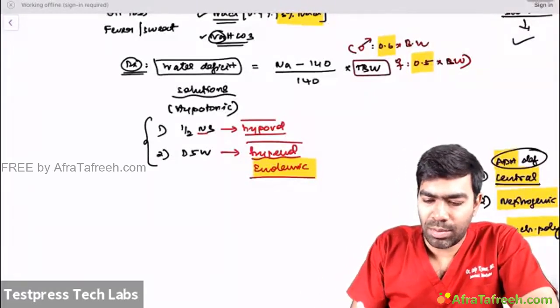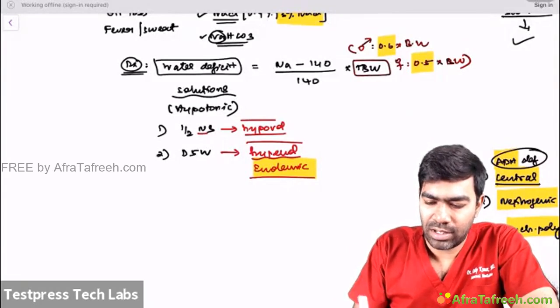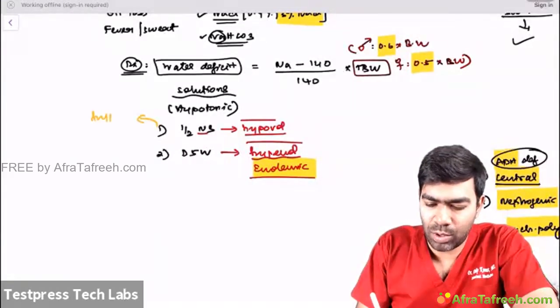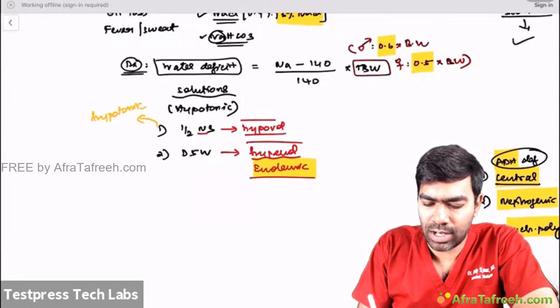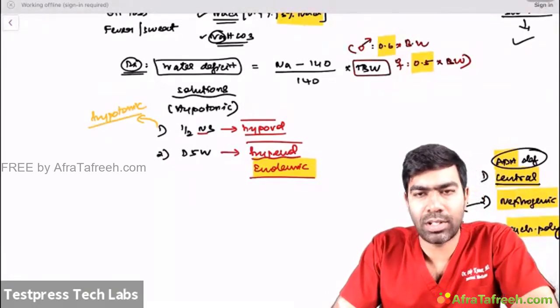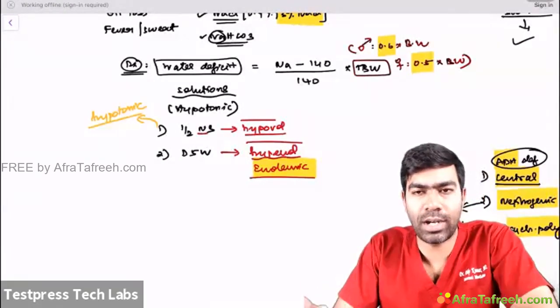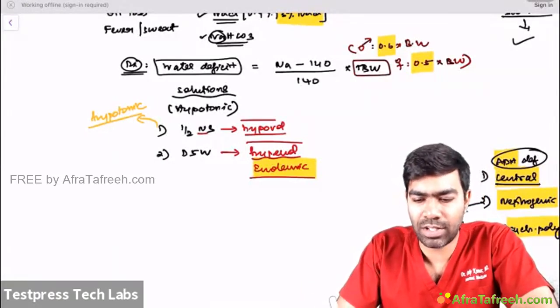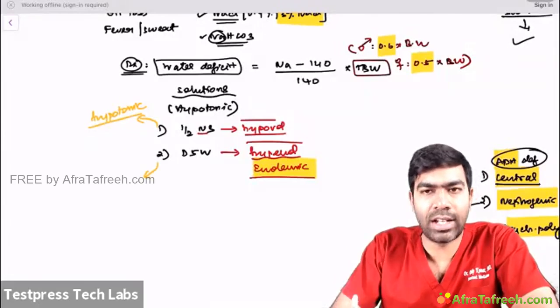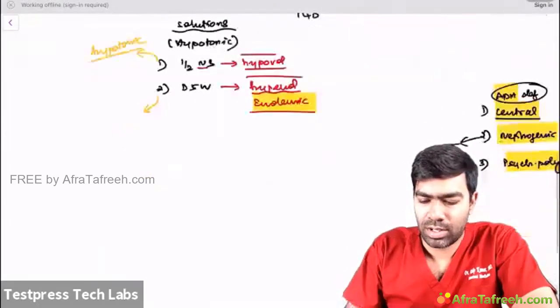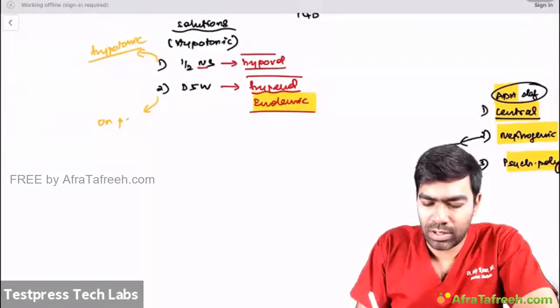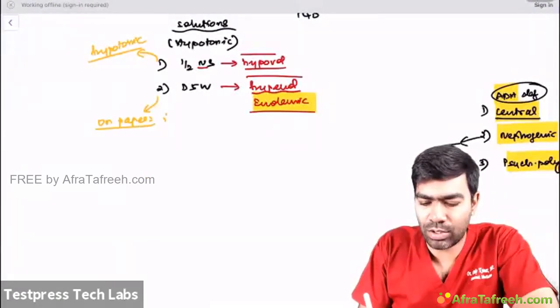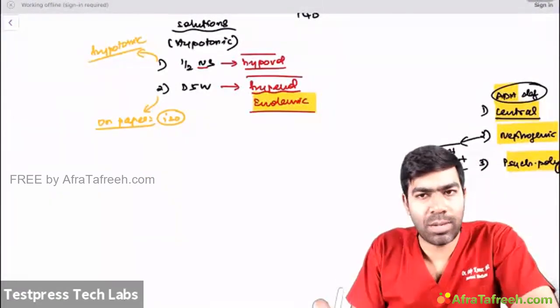Remember, half NS on paper itself is hypotonic. Everyone knows that. Half NS is basically a hypotonic solution. The normal NS, that is 0.9% NaCl, is isotonic. Naturally, half NS will be hypotonic. But if you take dextrose 5 water, on paper it is basically an isotonic solution. It's not a hypotonic solution.